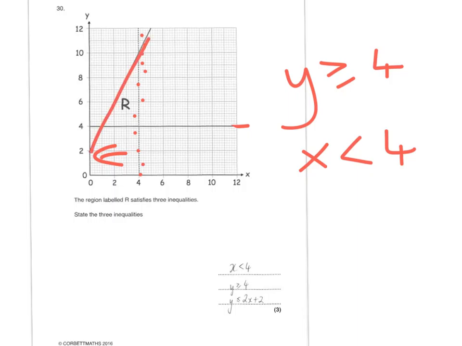And the last one is that one there. The region is below that line, so we know straight away it's smaller than that line. So the y value is smaller than or equal to, as the line is solid, and we just need the equation of this line. Now the intercept is 2, so it's going to be plus 2. When x is 0, something times 0 gives us 2, so the intercept is plus 2, because that's where it crosses the y-axis. For each time you go across 1, it goes up 2, so the gradient is 2x, so it's 2x plus 2. There we go. Next question.